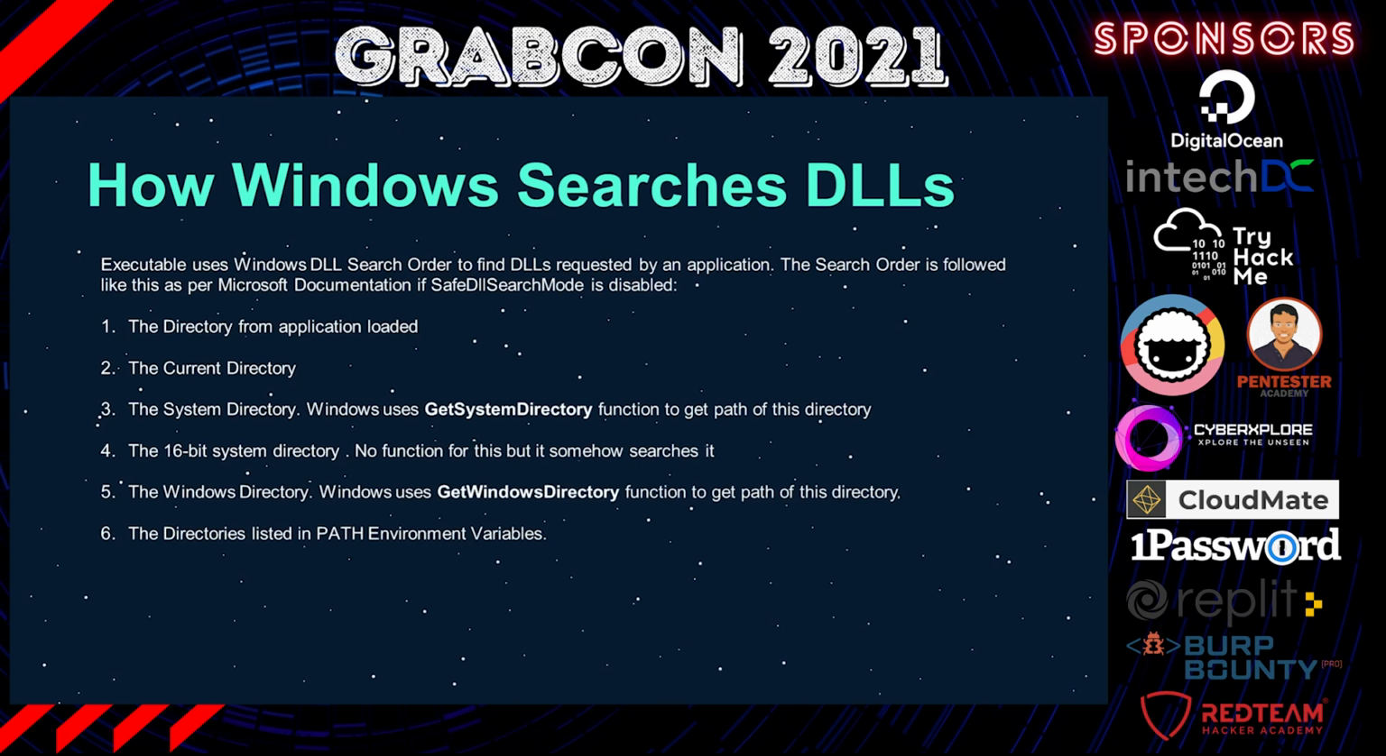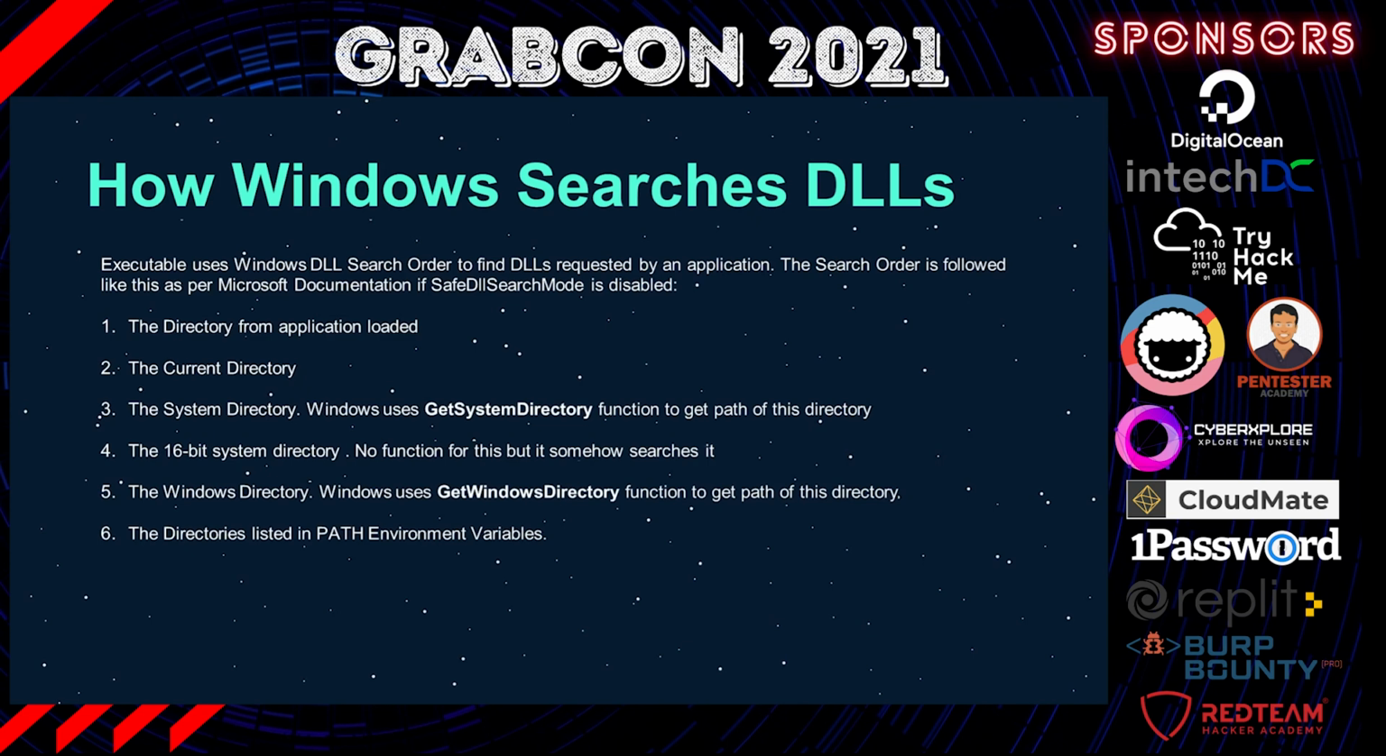So now let's discuss the Windows DLL search order. How does the Windows DLL search order work? First, if the executable is not able to find that DLL, it will search in the directory from which the application loaded. Then second, the current directory. The first is the directory where the application resides, like Program Files, right? And the second, the current directory, is like a shortcut on the desktop where the DLL could be found. Third, the system directory. Windows also uses the GetSystemDirectory function to get the path of that directory.